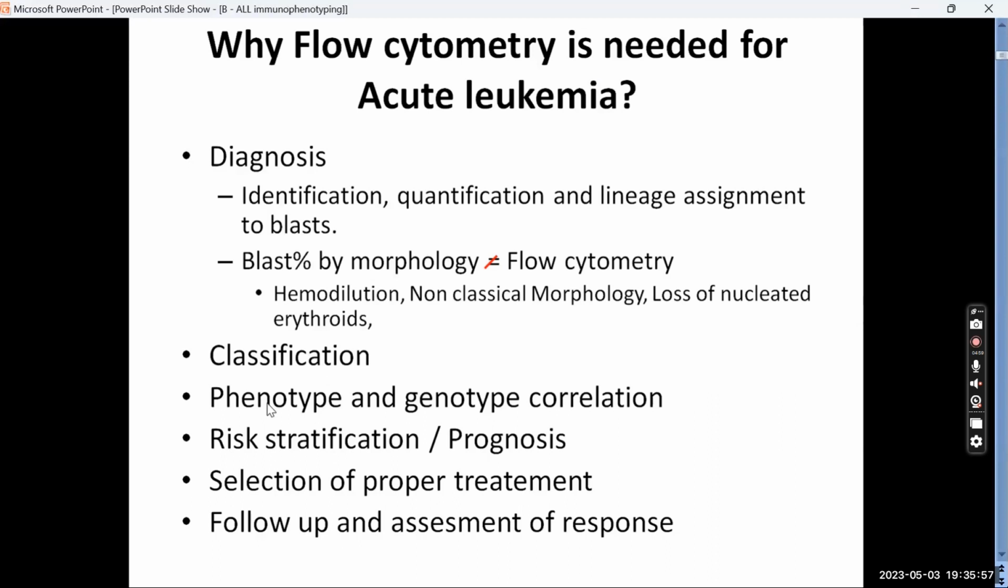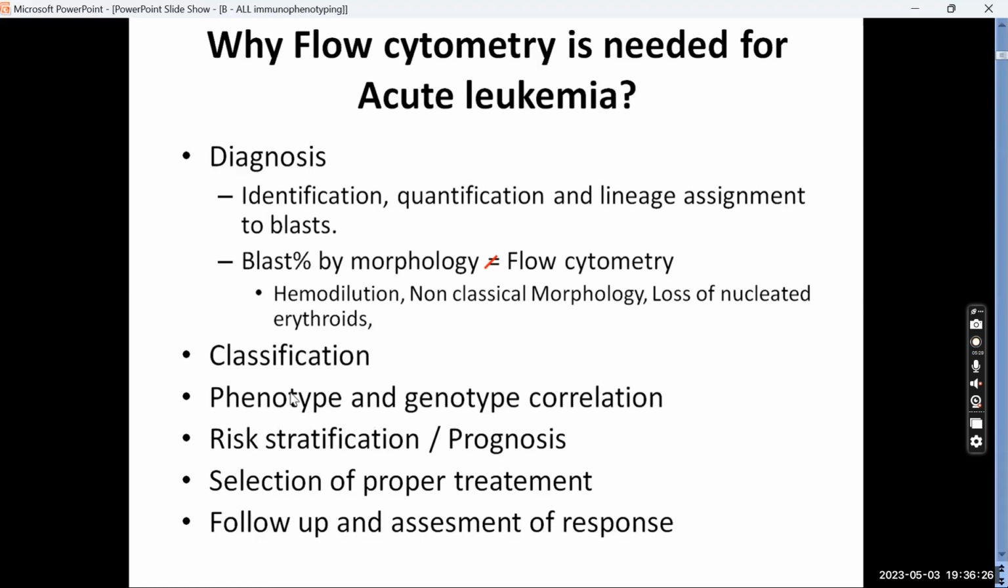Sometimes the phenotype given by flow cytometry can help you predict the genotype. One example we discussed in the last class is B-ALL with CD10 negativity. Any B-ALL with CD10 negativity coming in infants is likely to harbor an MLL gene rearrangement, or KMT2A gene rearrangement, and these cases have a relatively poorer prognosis. So phenotype can also help in genotype correlation, similarly APML.